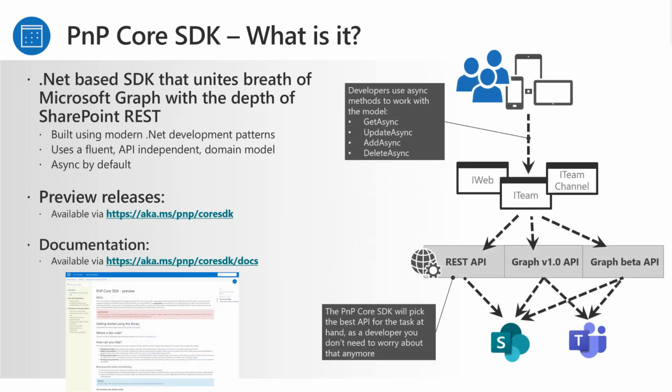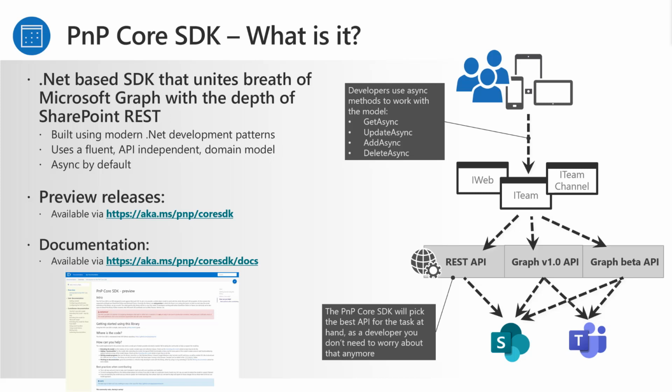So I talked about a bit of the why, but you might ask yourself, what is it actually? What is PnP Core SDK? What does it mean? I try to frame it in one sentence. It's a .NET-based SDK that unites the breadth of Microsoft Graph with the depth of SharePoint REST.